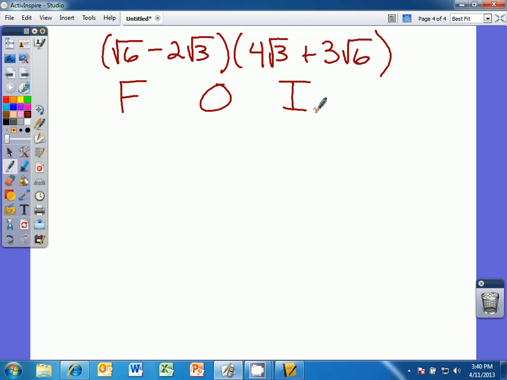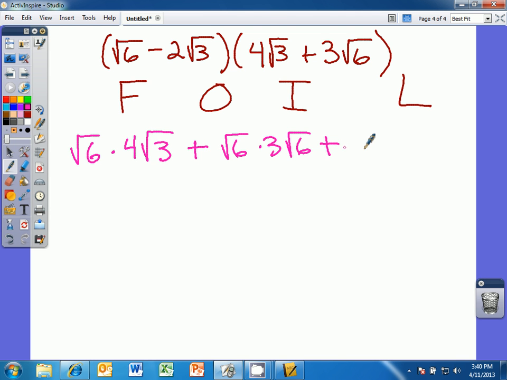So my first terms would be a radical 6 times a 4 radical 3. Then my outer terms, radical 6 times a 3 radical 6. Inner terms, negative 2 radical 3 times 4 radical 3. And then finally my last terms, negative 2 radical 3 times 3 radical 6.